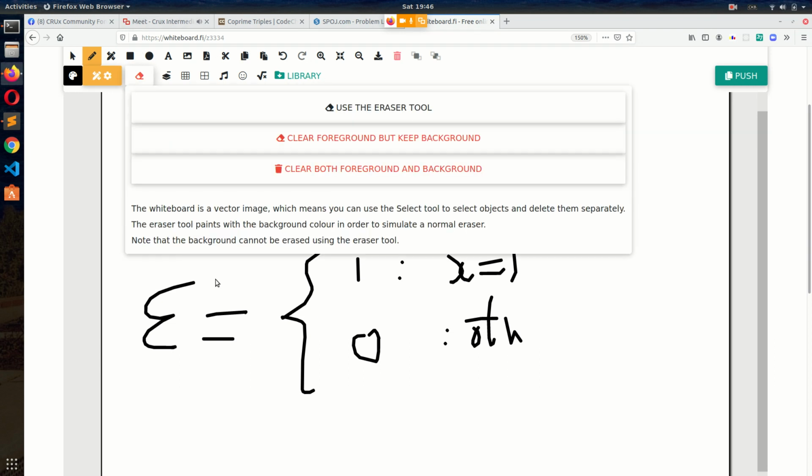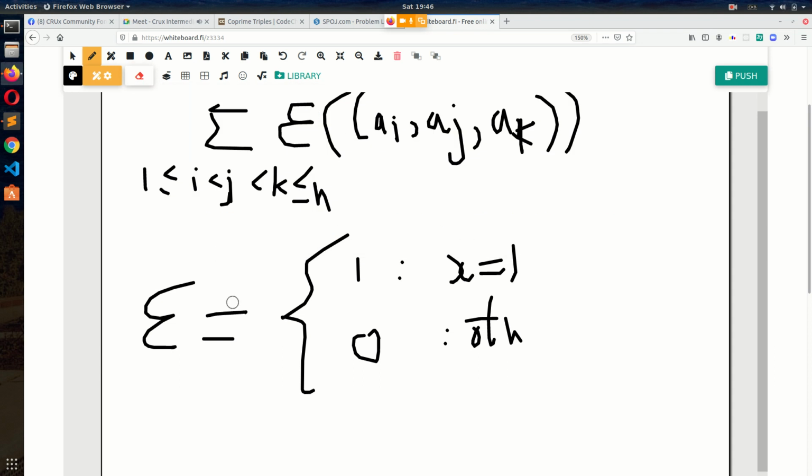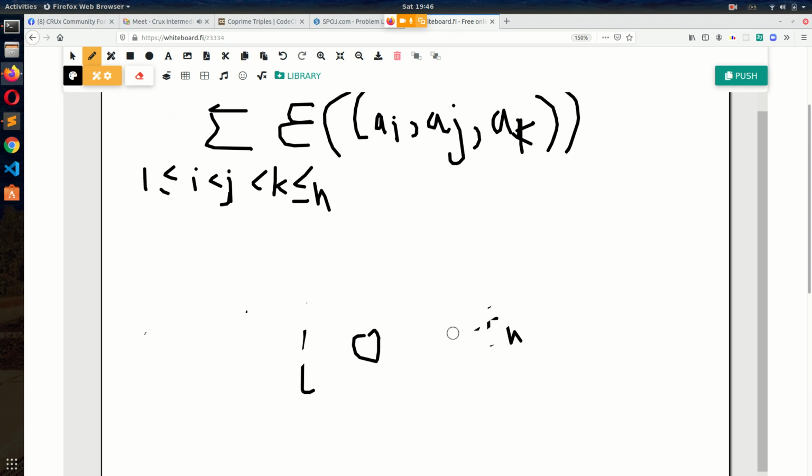So epsilon of GCD of ai, aj, ak. It looks like a very okayish observation, but let's see how this turns out to solve our problem. What's the one formula or identity we learned related to epsilon? The Dirichlet convolution of the identity function and the Mobius function is equal to epsilon.